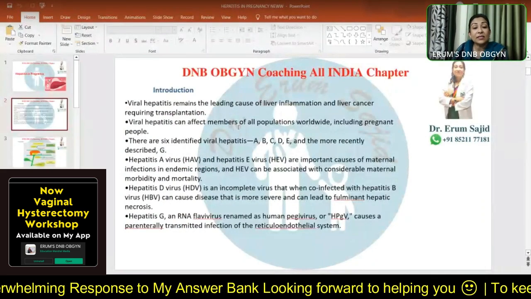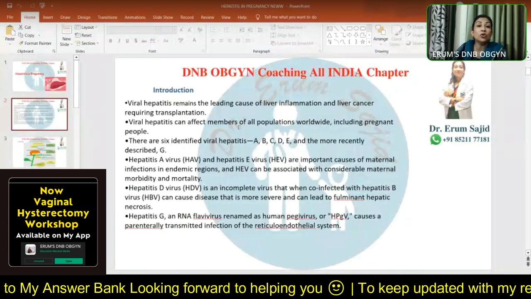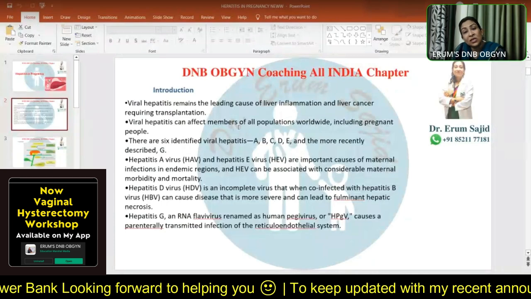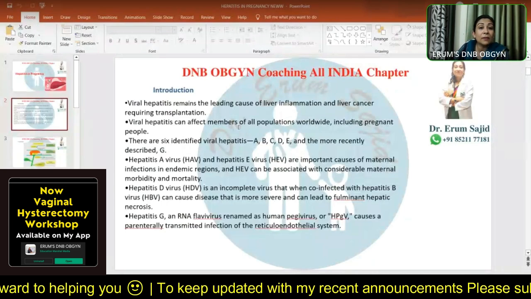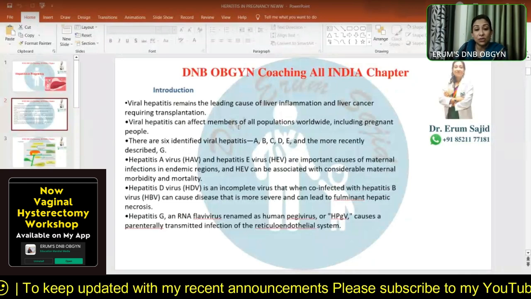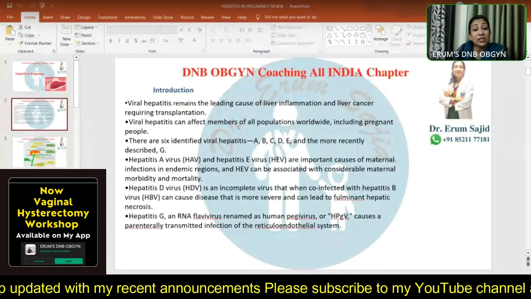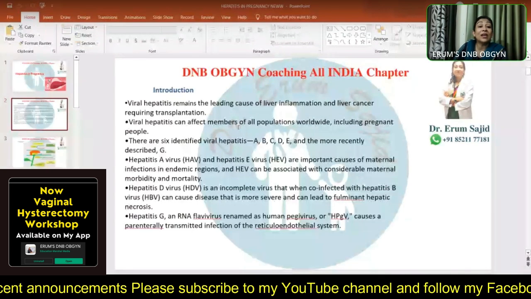Hepatitis D virus is an incomplete virus, and it co-infects with hepatitis B. So usually when a patient is seen with hepatitis B virus, always go for a complete serology and complete diagnostic workup, including hepatitis D viral antigens. That can cause a disease which is far more severe, in fact can lead to fulminant hepatic necrosis.